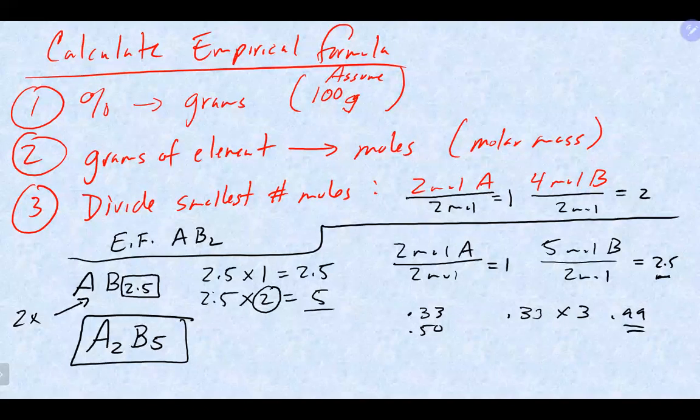So those are the steps to find the empirical formula. Percentages to grams, grams to moles, divide by the smallest number of moles. If you hit whole numbers, that's your empirical formula. If not, you need to find a factor to get yourself to a whole number.